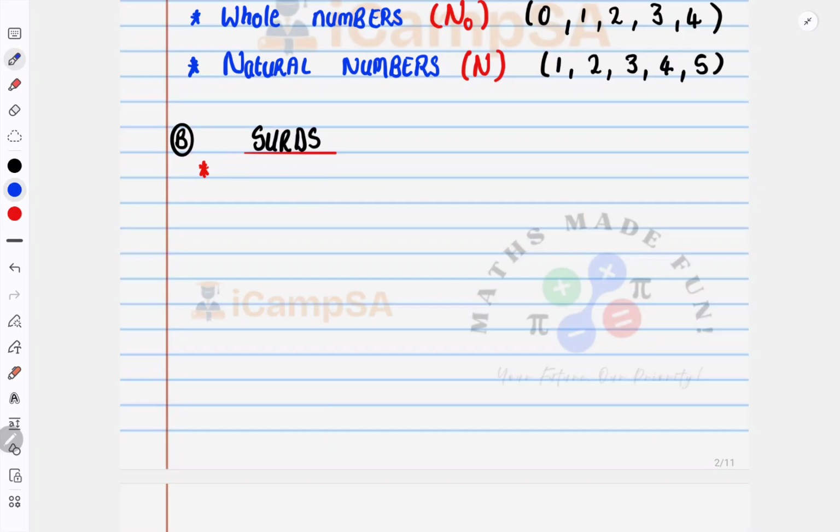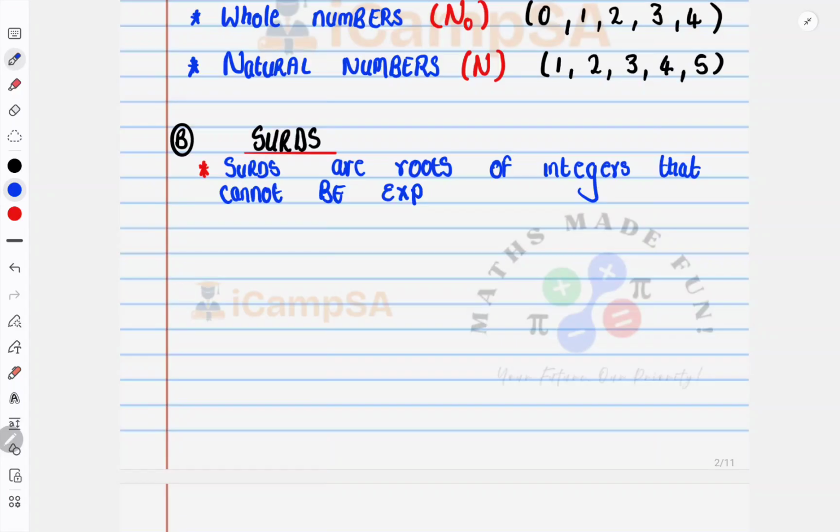Surds are roots of integers that cannot be expressed as fractions.